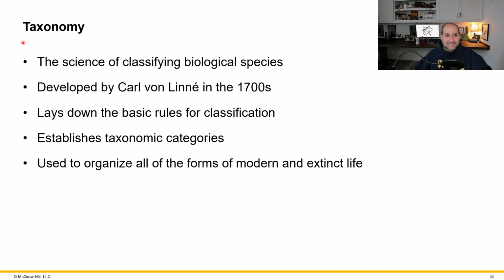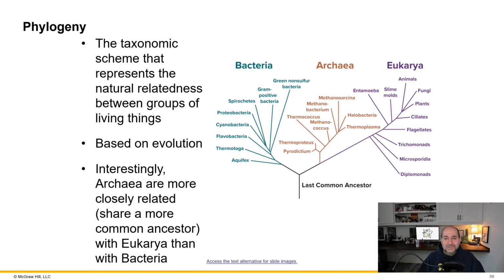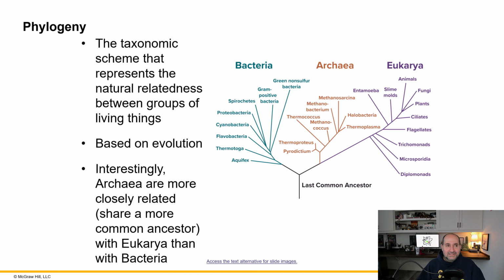And again, I told you what taxonomy is. It's the science of classifying biological species, developed by Carl Linnaeus in the 1700s. This is where we get domain, kingdom, phylum, class, etc., etc. Now, last concept of the chapter. Are you ready for this? Again, when we're looking at the three domains of life, remember the three domains of life are bacteria, archaea, and eukarya.